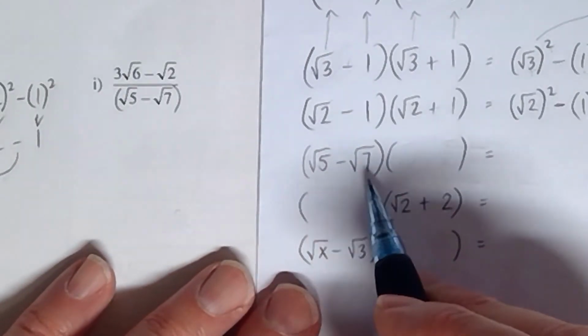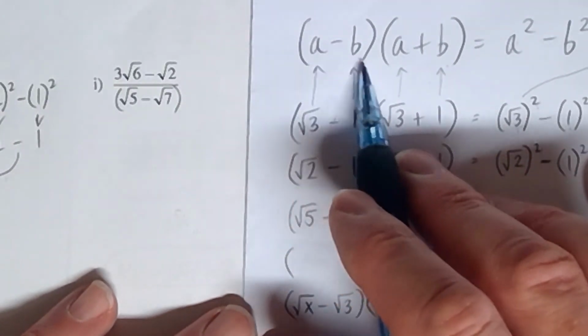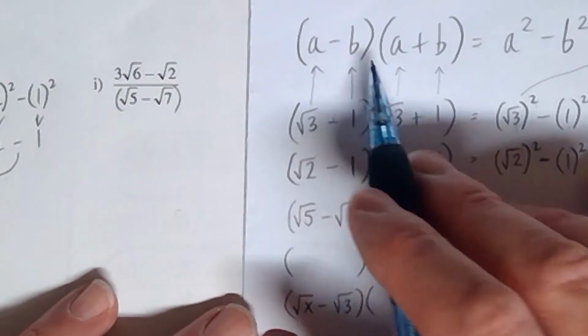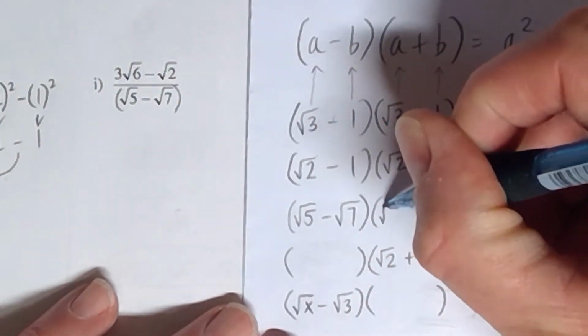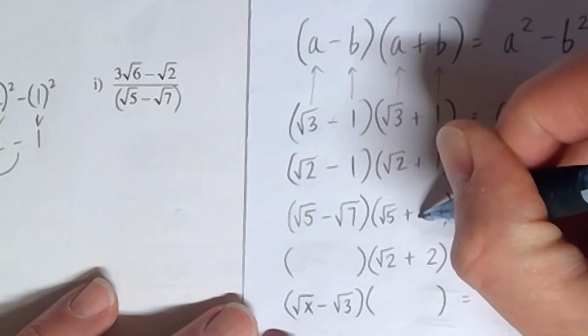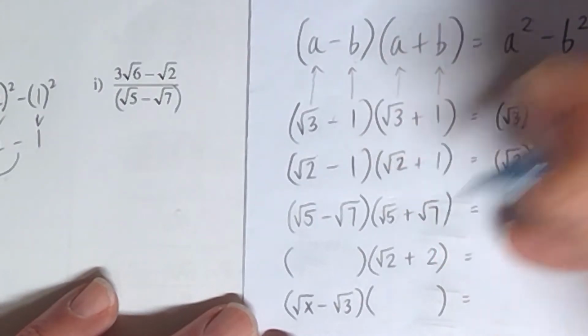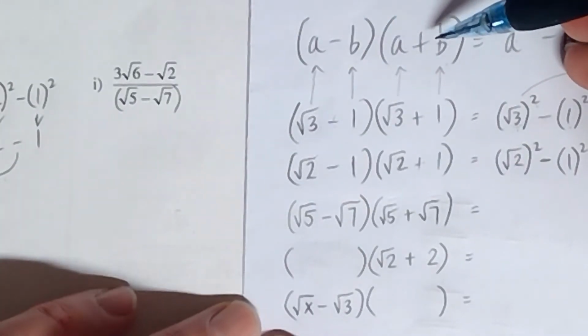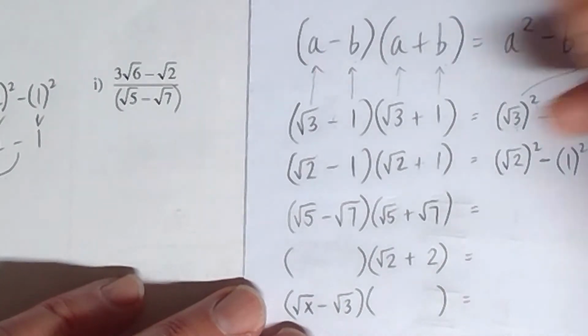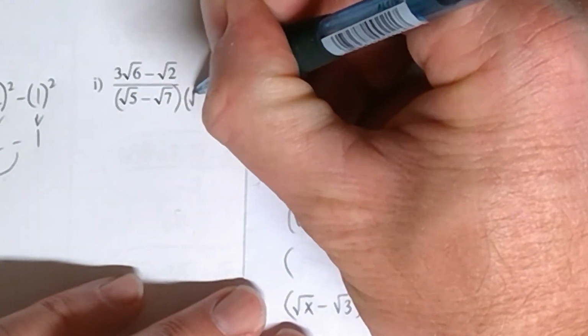Square root of 5 minus square root of 7, according to the formula, that fits into the a minus b part. And so it must be what? It must be square root of 5 plus square root of 7 that you're supposed to multiply by, because it's supposed to be a minus b times a plus b. Okay? Let me go ahead and write that down.